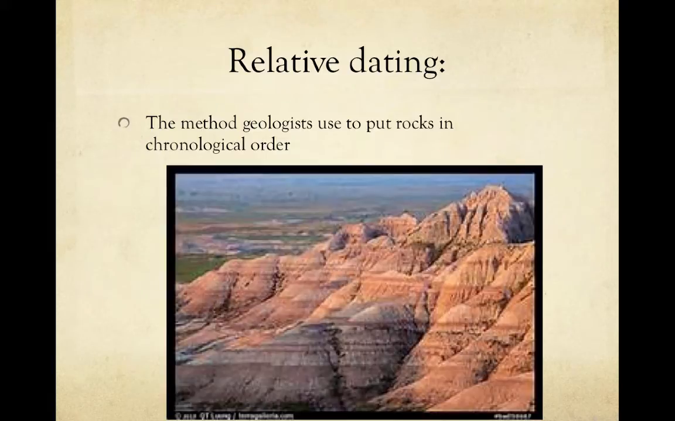Relative dating was discovered in the 1800s. Relative dating is the method that geologists use to put rocks in chronological order. If we're looking at this sedimentary rock layer right here, we could infer that these rocks down here had to have been laid down before these rocks up here were created.